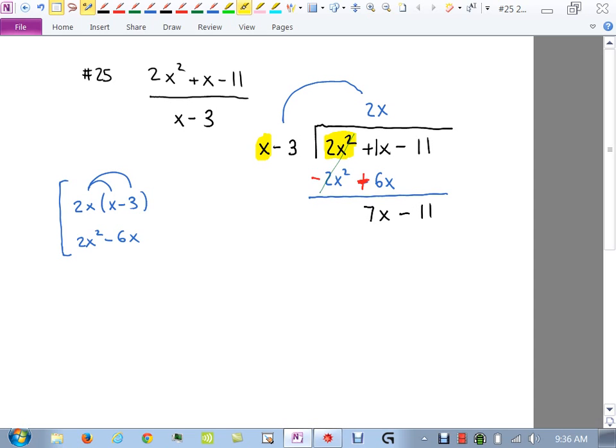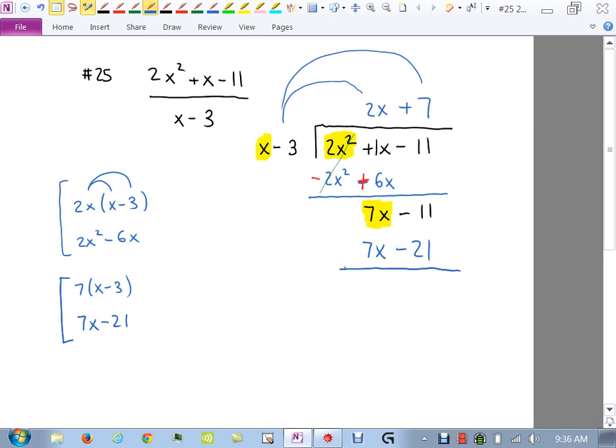And now I'm going to focus again on the x on the outside and the 7x down here. What do you multiply x by to get 7x? 7, positive 7. So that positive 7 is going to have to multiply through here. I'll do that on the side. 7 times x minus 3: 7x minus 21. That goes underneath. After I put it underneath here, I change the signs. And then add straight down. The first terms cancel here, the 7x's. And then I have negative 11 plus 21, and that's 10.